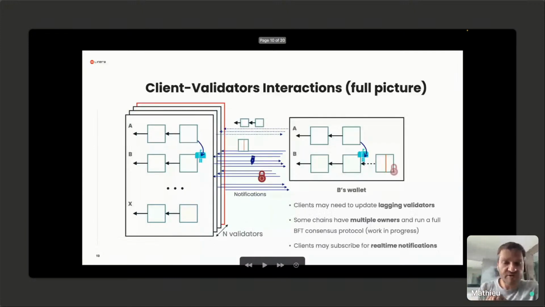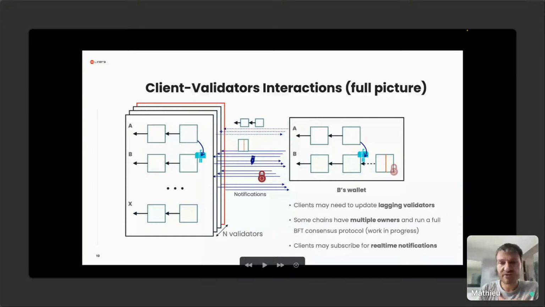So that was an overview of the protocol in the simple case. Of course, in the general case, the clients have a little more work to do than just the 3 messages I was describing in the previous slide, and they have to update. For instance, they may have to provide missing blocks to validators that might be lagging. So if you want to receive funds from a chain A as the wallet of B, you may need to help the validator learn the missing blocks of A until the block that actually sends you money.